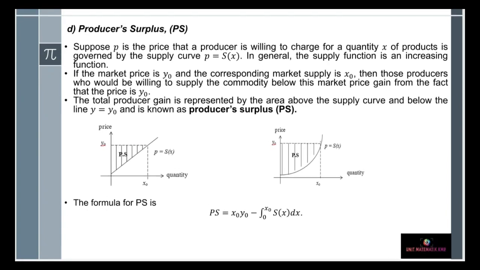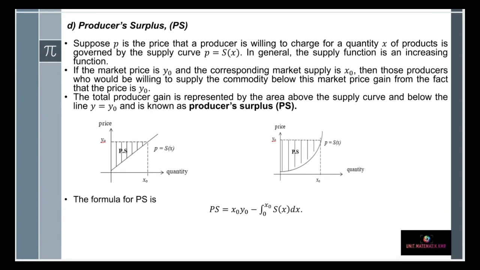And next one is producer surplus, denoted by PS. Suppose P is the price that a producer is willing to charge for a quantity X of a product, governed by the supply curve S(x). So S(x) is the supply curve. In general, the supply function is an increasing function.